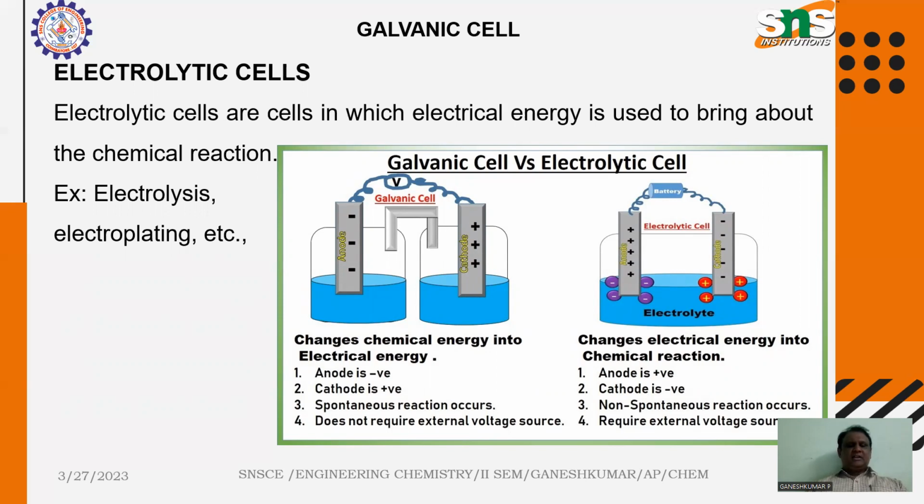In the galvanic cell, a spontaneous reaction occurs. In the electrolytic cell, the reaction is non-spontaneous. The galvanic cell does not require an external voltage source. In the electrolytic cell, we require an external voltage; only by applying an electrical current can the chemical reaction happen.